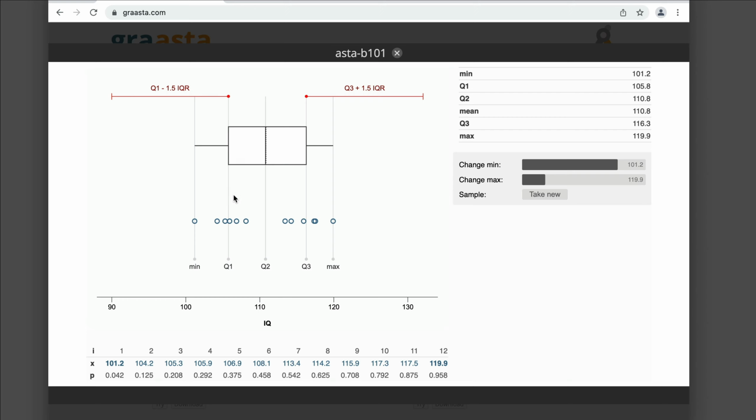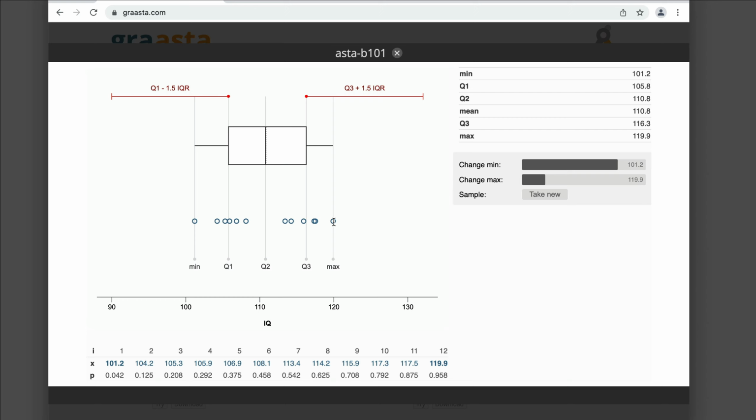So the box shows you the range for 50% of the most common values. Why do we call them most common? Because they do not include the 25% smallest and 25% largest. They are always in the middle, right? So this is the box. And the whiskers, they show just the smallest value and the largest value.